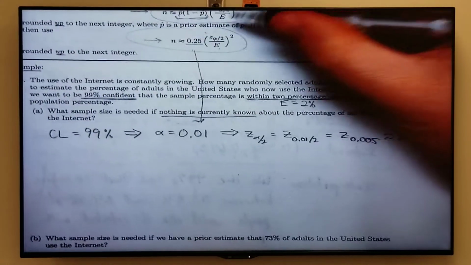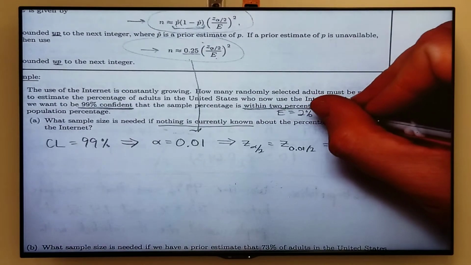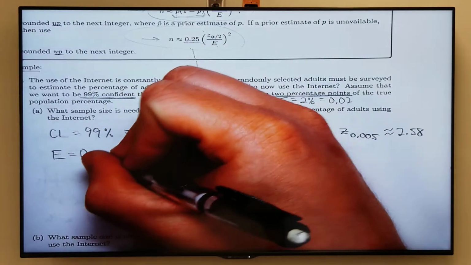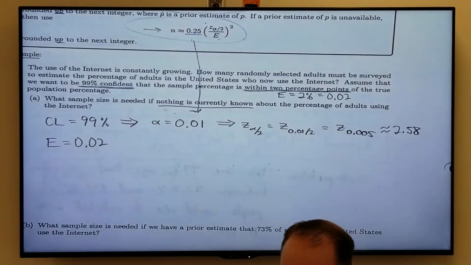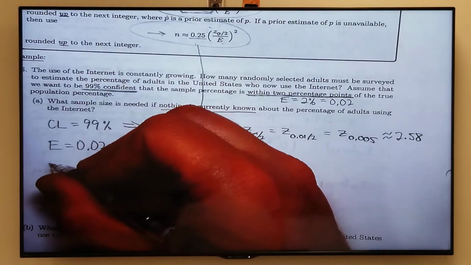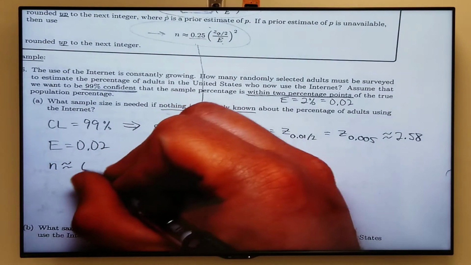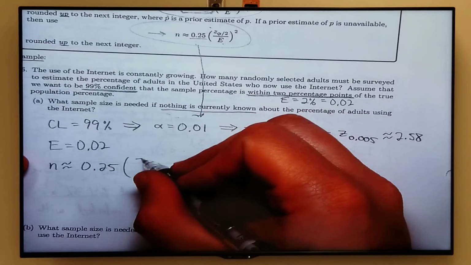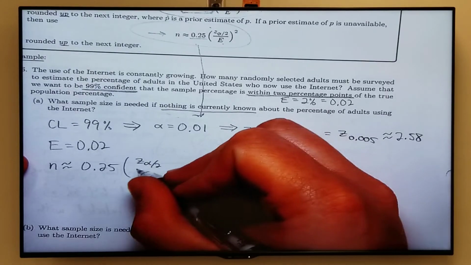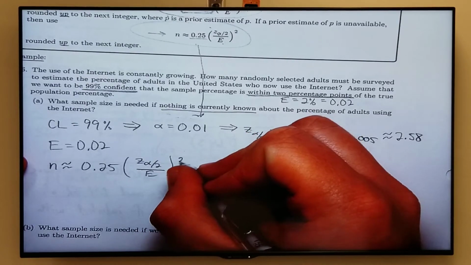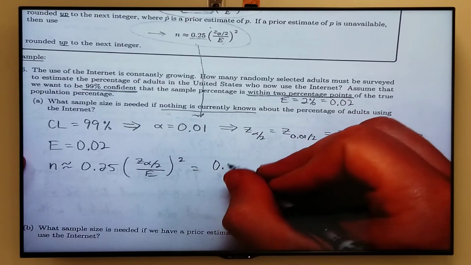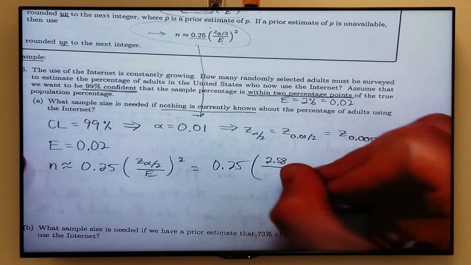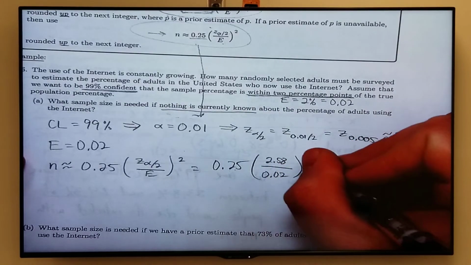When you use it in this formula here, you need it as a decimal though. So as a decimal, that's 0.02, so E is 0.02. Putting it all together now, N is approximately 0.25 times Z sub alpha over 2 divided by E squared. In our case, that would be 0.25 times 2.58 over 0.02 squared.